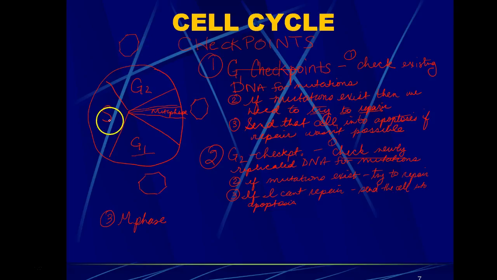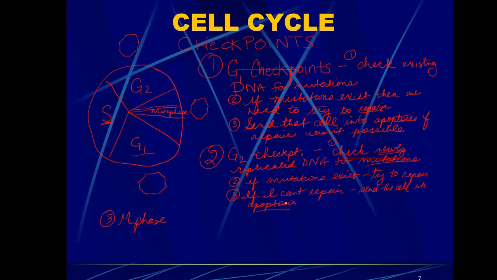Checkpoint number 2 occurs after we've replicated the DNA. S stands for synthesis. Synthesis of what? Synthesis of DNA. We're replicating our DNA. So in G2, it says we need to check who? Newly replicated DNA for mutations. If a mutation exists, we want to do what? We want to try to repair it. Now, if we cannot repair it, again, we want to send this cell into apoptosis.